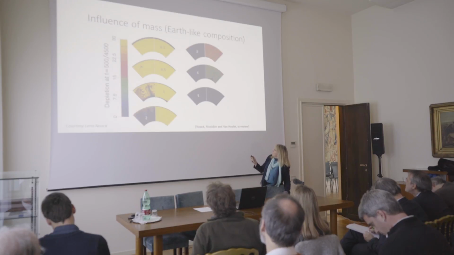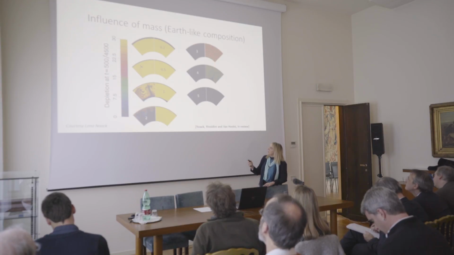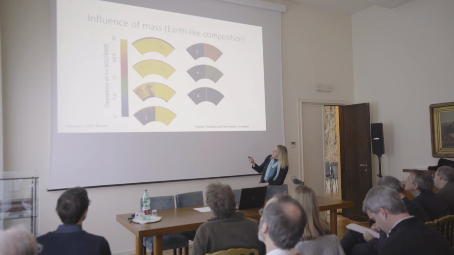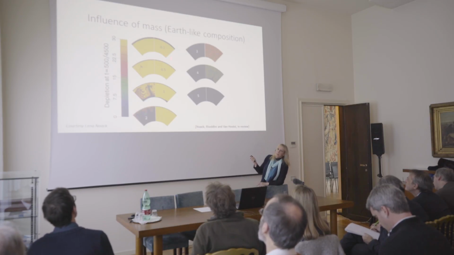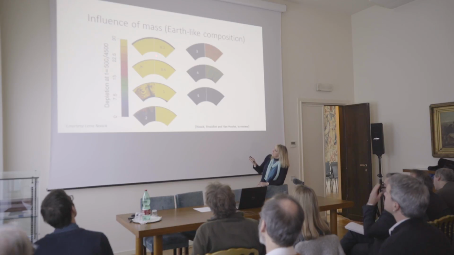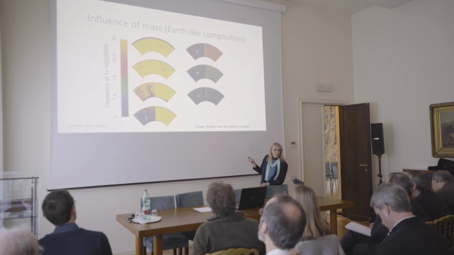Then we changed the dimension of the planet itself. So one is Earth, okay? 0.1 is like Mars. It's half the radius, so the mass is about one-tenth of the mass. And these are super-Earths. What you see here is that for a planet composition like the Earth, when you have super-Earths, you cannot build an atmosphere either. So in super-Earths, you cannot have an atmosphere. But that's for a planet without plate tectonics.